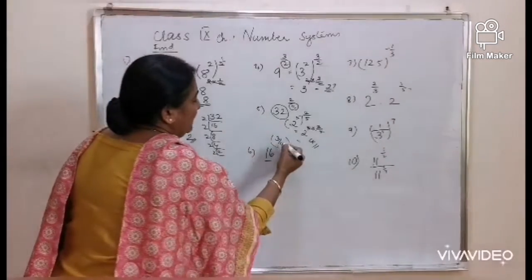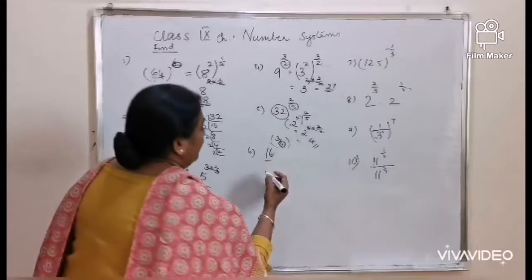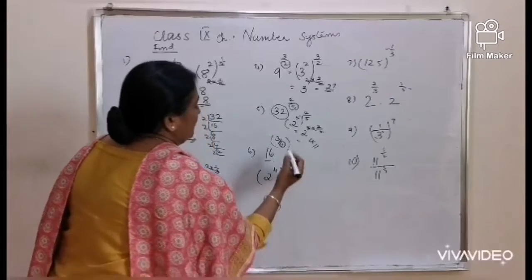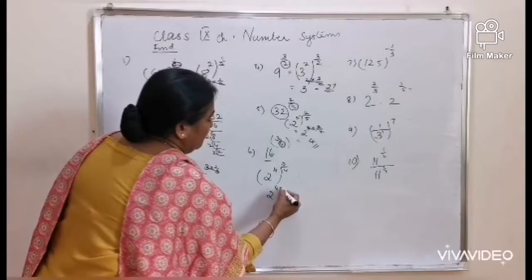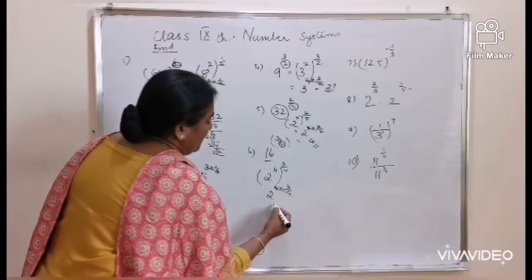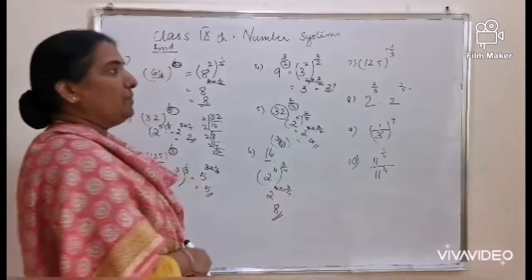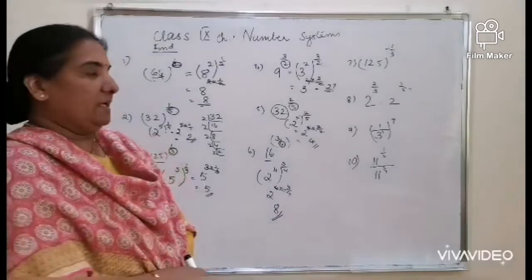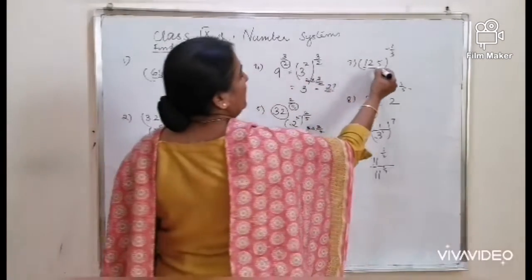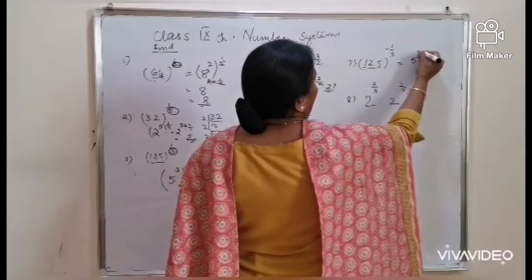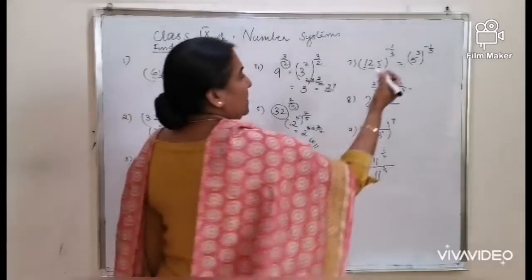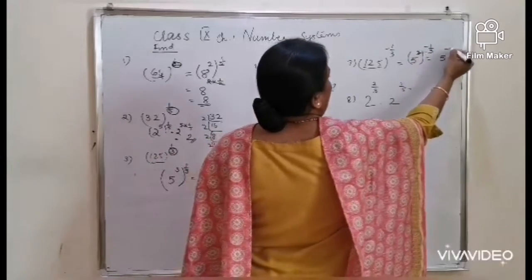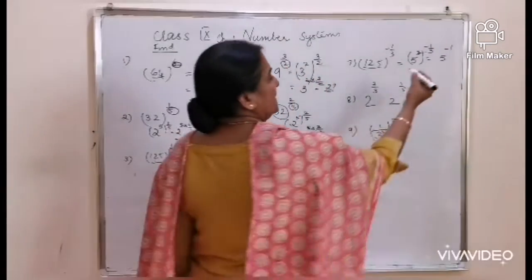16 to the power of 3 by 4. 2 to the power of 4, 3 by 4. 2 to the power of 4 into 3 by 4, 2 cubed is giving you 8. Here, the same 125 you can express as 5 cubed to the power of minus 1 by 3, which is the same as 5 to the power of minus 1.